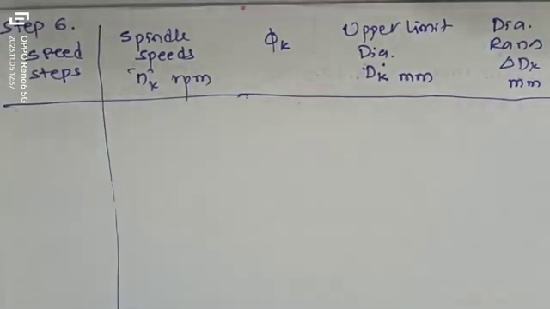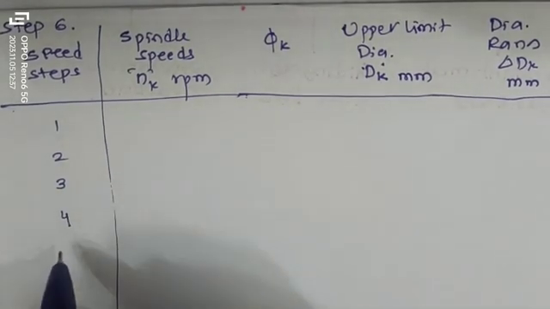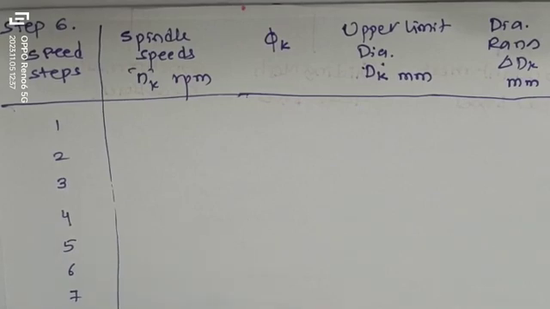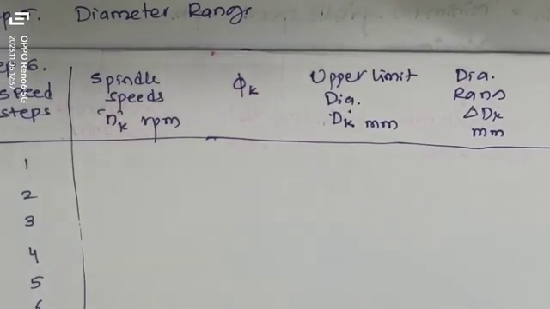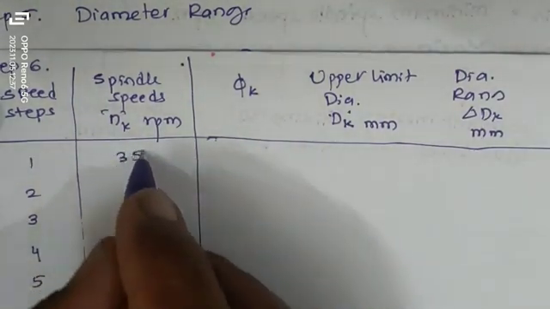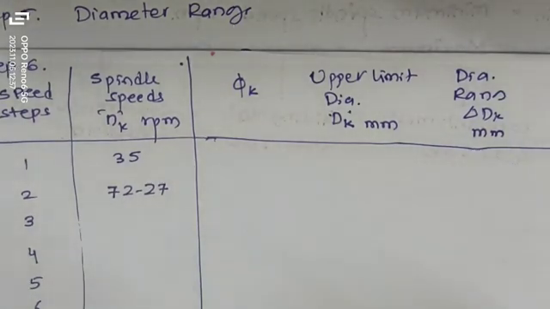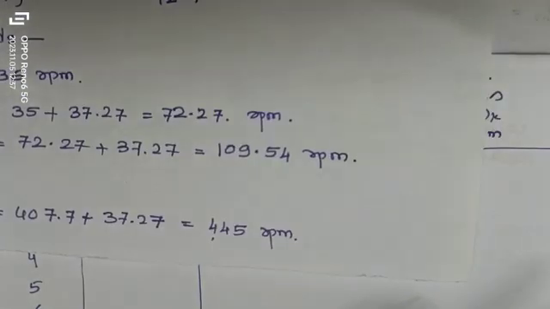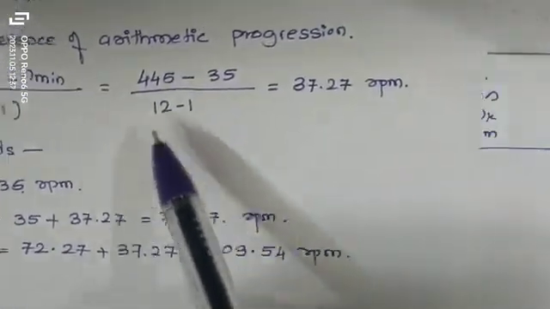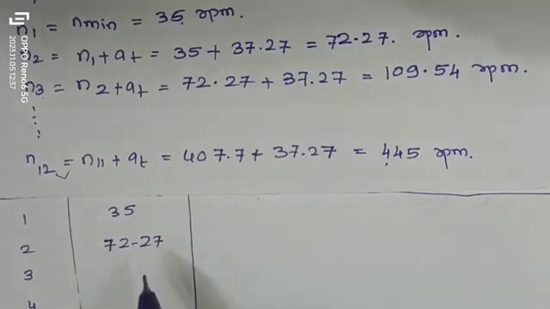Speed steps, we know that 12 speed steps are there: 1, 2, 3, 4, 5, 6, 7, 8, 9, 10, 11, and 12. Spindle speeds, so N1 is 35, N2 is 72.27. We have already calculated this. We have calculated N1, N2, N3, and so on. So according to that, we'll put the values over here.